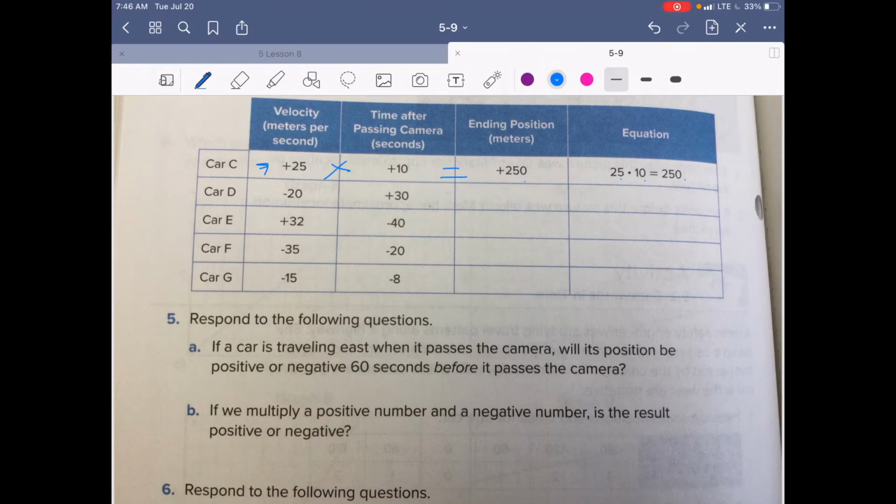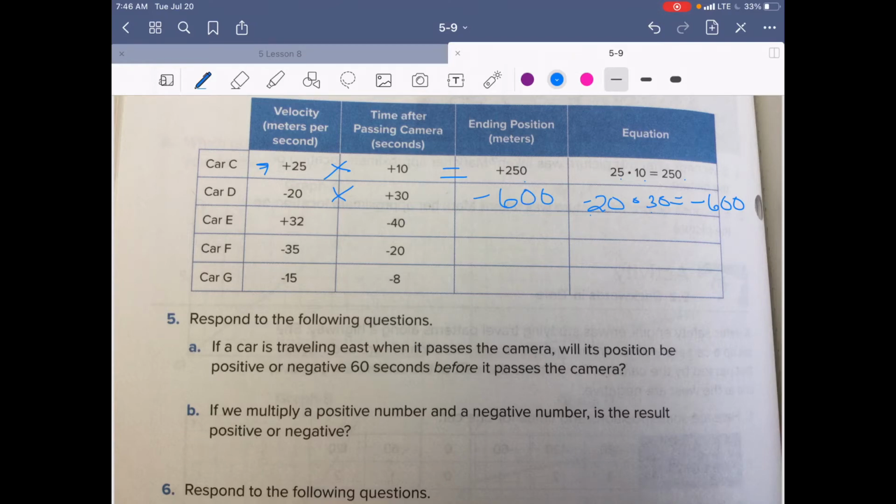So let's look at car D. We have negative 20 meters per second, and it goes for 30 seconds. So we're going to want to multiply that. Negative 20 times 30. Well, I know 2 times 3 is 6, and we have 2 zeros, so 600. We have a negative and a positive, and whenever we have a negative and a positive, the answer is going to be negative. So negative 600. So our ending position is negative 600 meters.